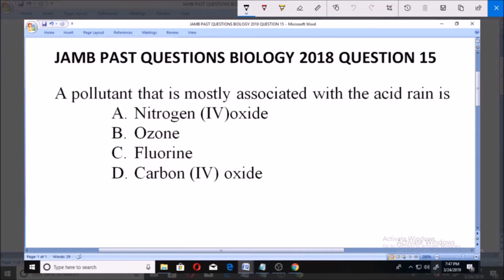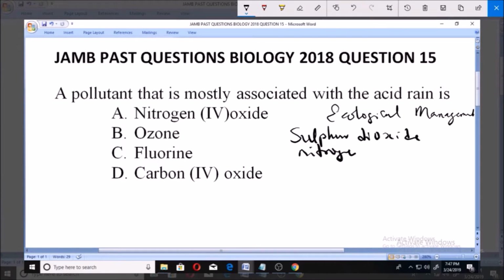So you can also actually see this under ecological management. Under ecological management, we can see the effect of some gases, and these gas pollutants. The major two examples are sulfur dioxide, very very important, you need to know about it, and nitrogen 4 oxide. These are the two gas pollutants that can cause acid rain.